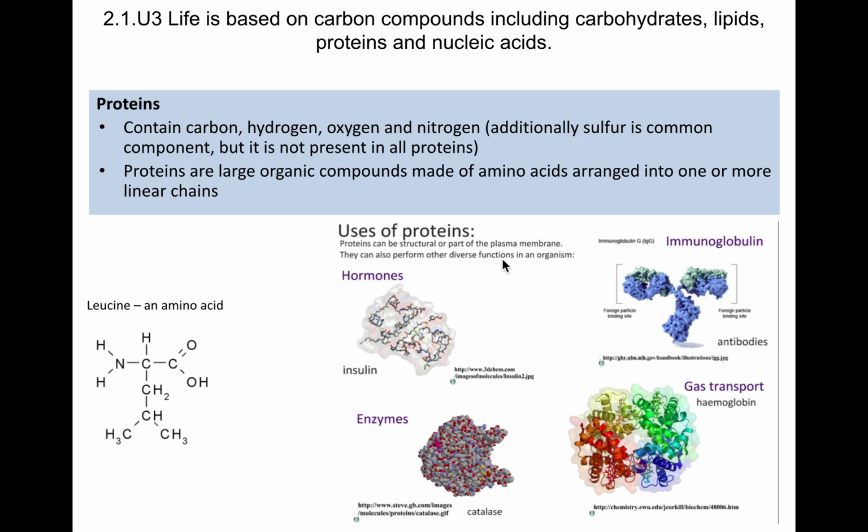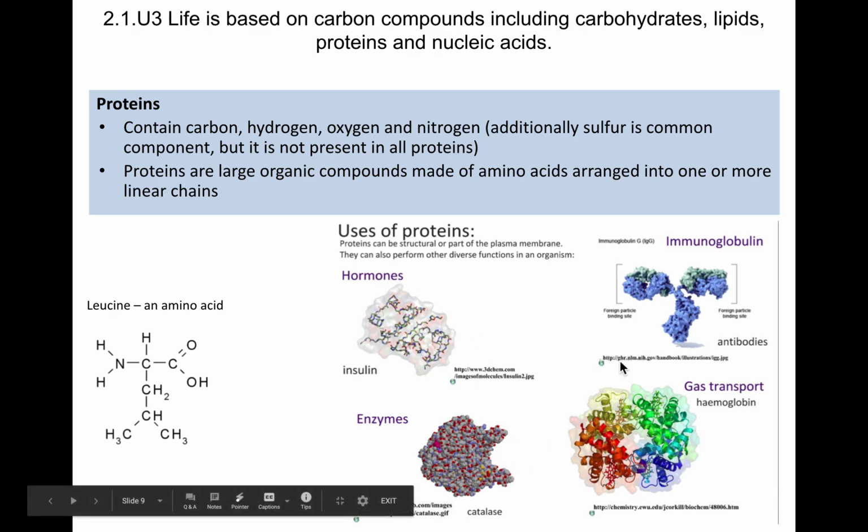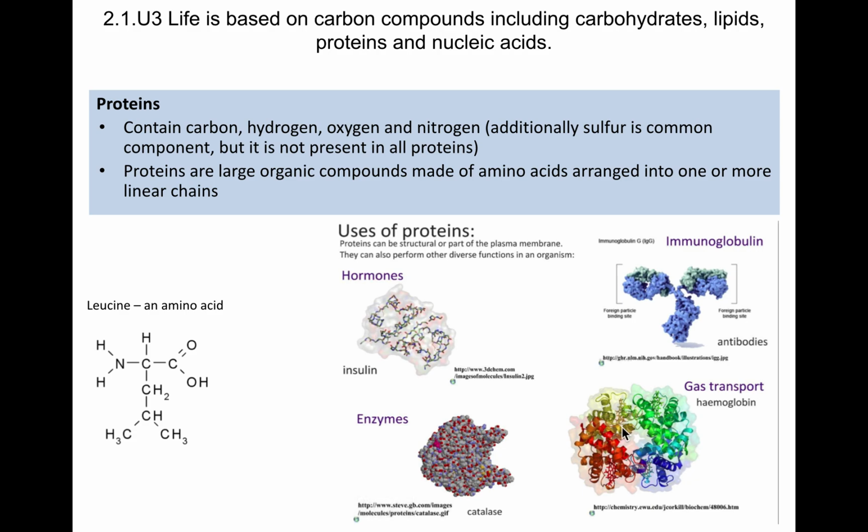So different types of proteins are hormones, enzymes, immunoglobulin, which is a type of antibody in your immune system, as well as gas transport. Hemoglobin is in your red blood cells, and it's what carries the oxygen. So very important proteins. So the monomer is amino acid, and then the protein would be the polymer.